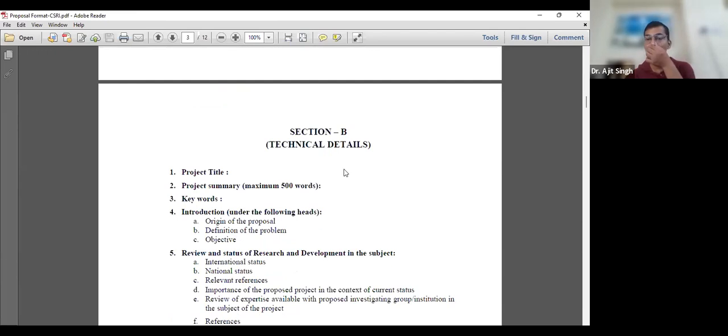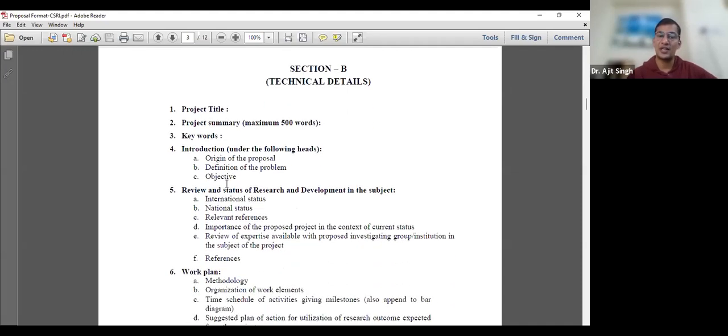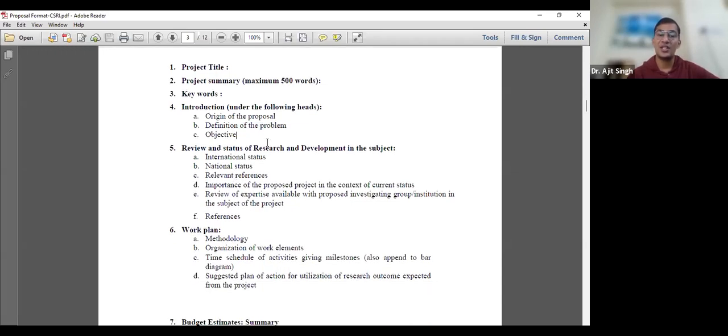And then section B, technical details: project title, project summary, 500 words. It could be an executive summary also; you can write an executive summary, normal summary or abstract. Keywords, introduction. Under the introduction, the following headings must be there: origin of the proposal, definition of the problem, and objectives. Then review and status of the research, under the headings: international status, national status, relevant references, importance of the proposed project, review of the expertise.